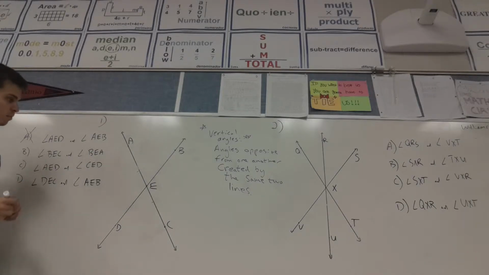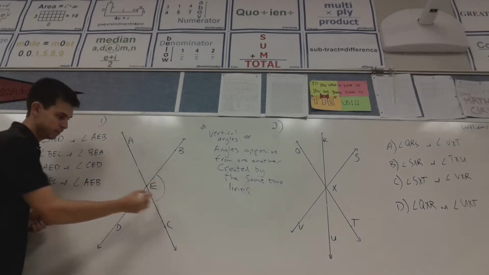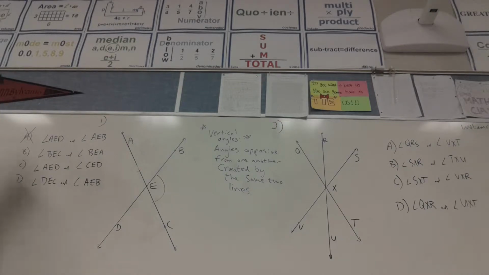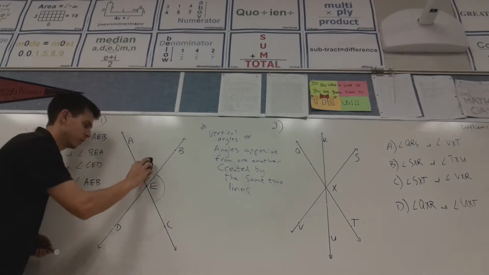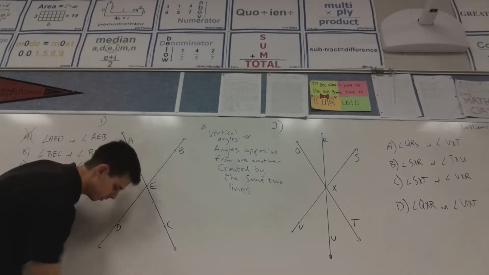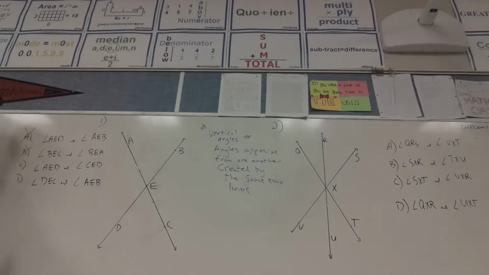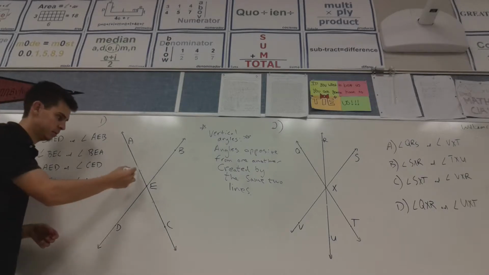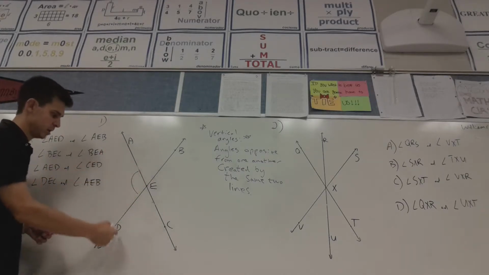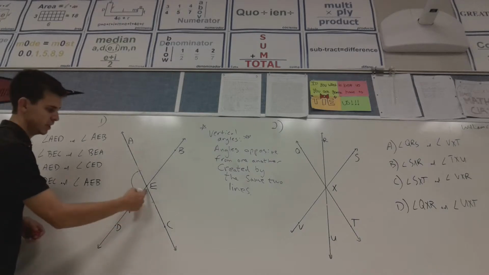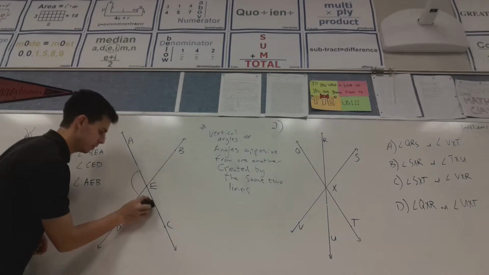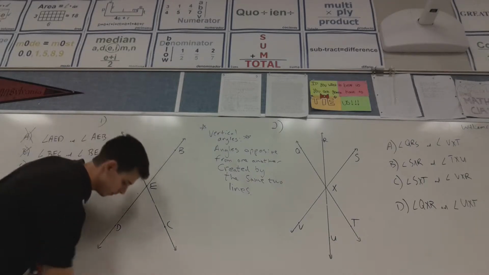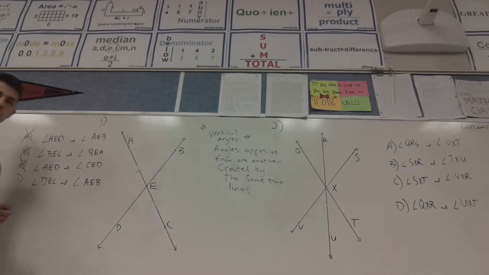Okay, BEC and BEA. Well, it's the same thing, but we just use a different angle. They're not opposite from each other. Therefore, we can't use choice B either. Well, now let's try AED. This angle right here, AED, and angle CED. Also, they're not opposite from each other. So, option C cannot work.